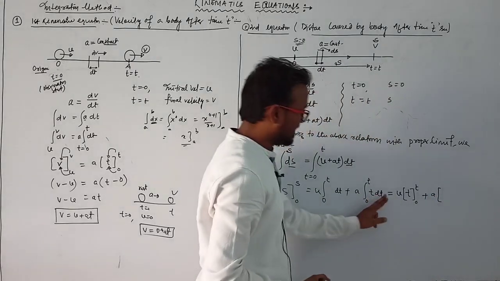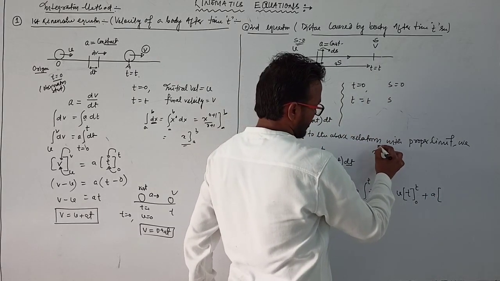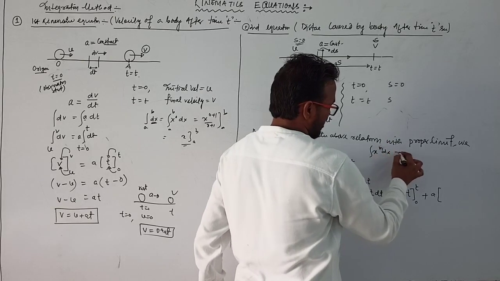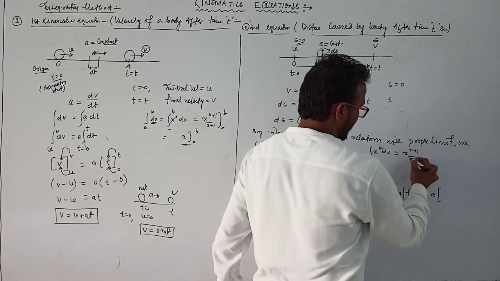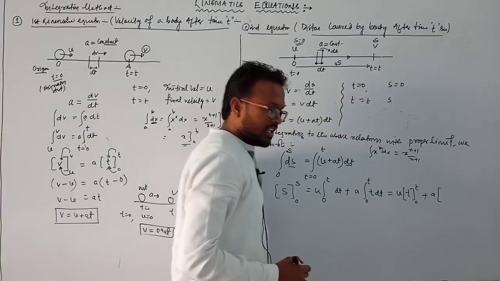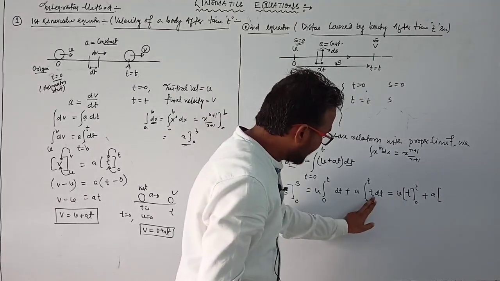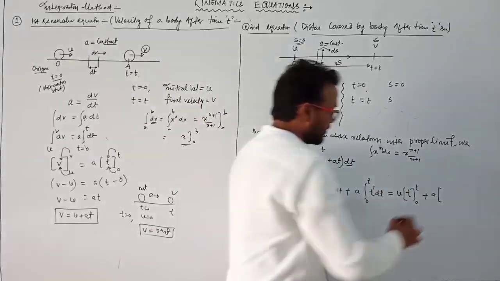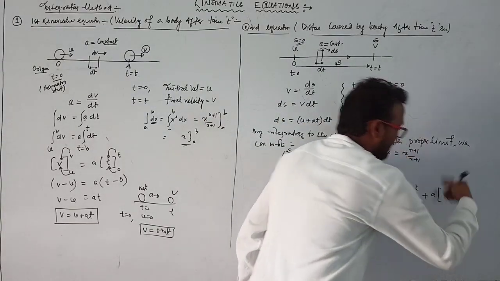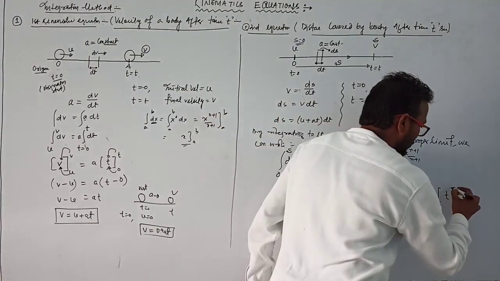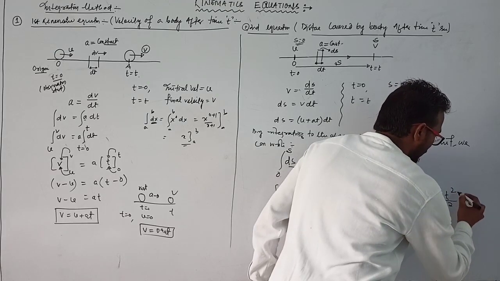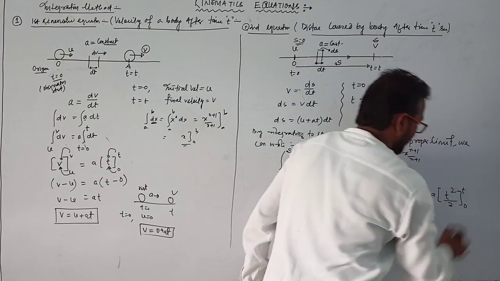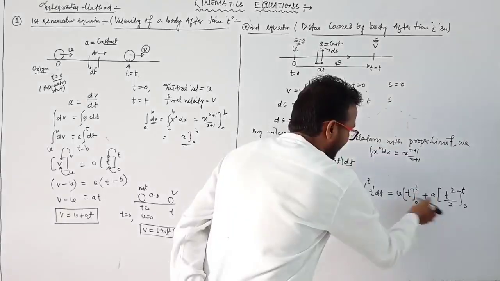Then plus a, a constant quantity, and we already know the integration of x to the power n dx is x to the power n plus 1 by n plus 1. So if we use this relation for t dt, the power is 1, so t to the power 1 plus 1, which is 2, divided by 2, with limit 0 to t. Clear?